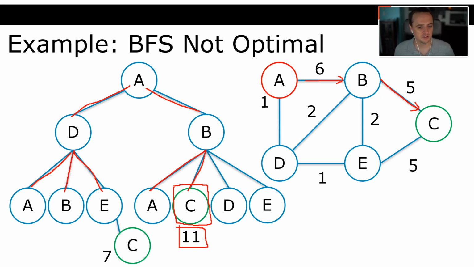But if we had kept looking and gone to the next depth, we would have found this path from A to D to E to C, okay, that has cost 7, right? Because if we look here, 1 plus 1 plus 5 is 7. So that is the optimal solution. But breadth first search did not find the optimal solution, okay? It found the shallowest solution.